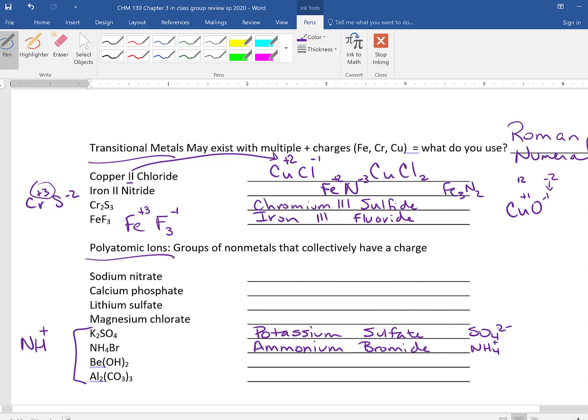So Be(OH)2. Beryllium is Be, and then OH, hydroxide. The OH ion is the hydroxide ion. It's got a negative charge.